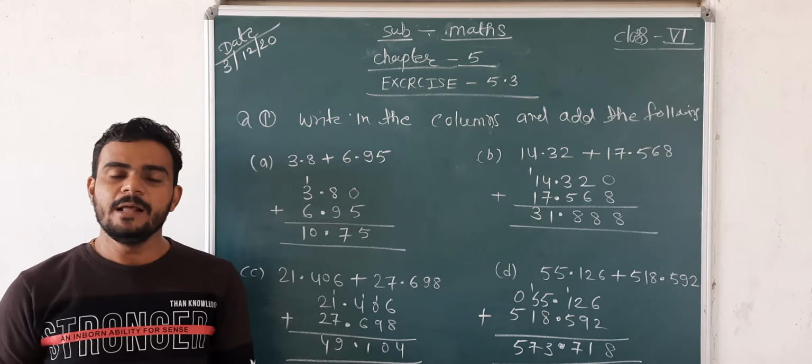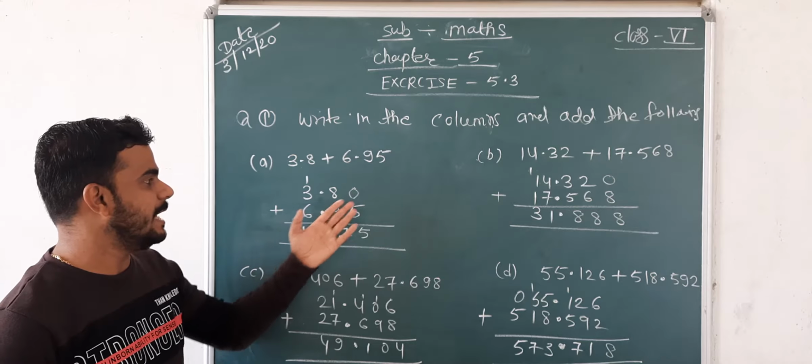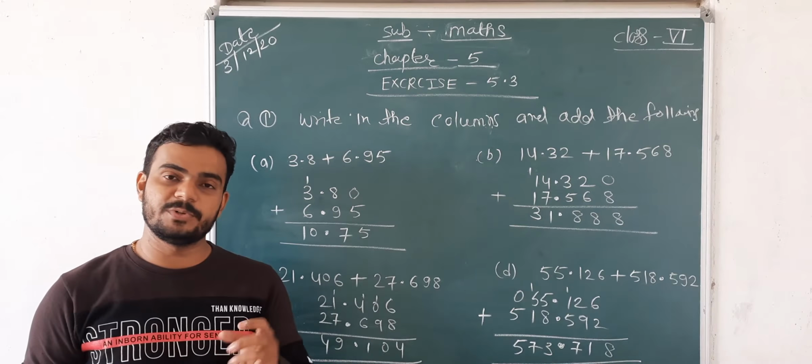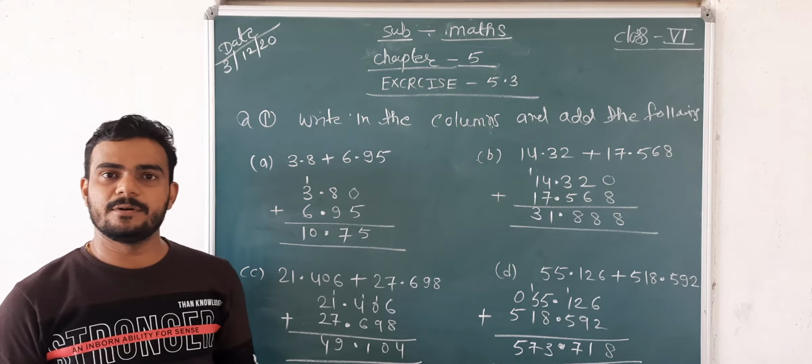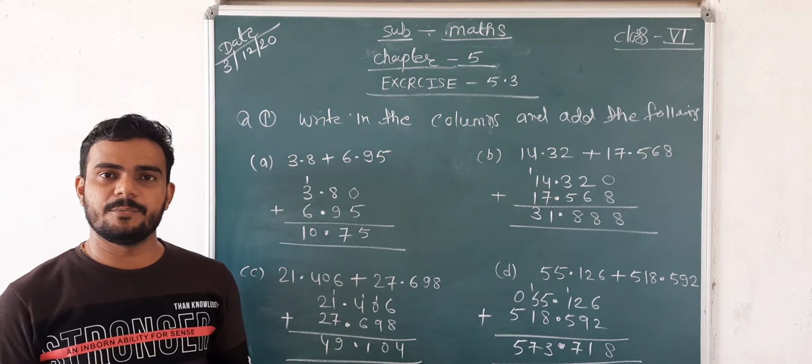So this is the way to add the decimal numbers. We have to write the numbers in the columns. In front of the decimal, you just put the decimal, and in the remaining blank places you just put zeros. Afterwards, add the following numbers. Take a screenshot and write it in your notebook.